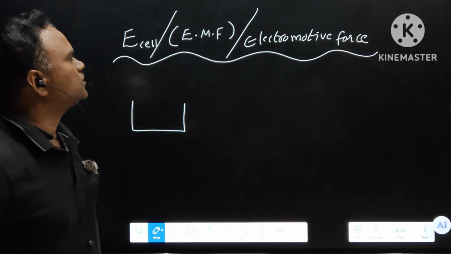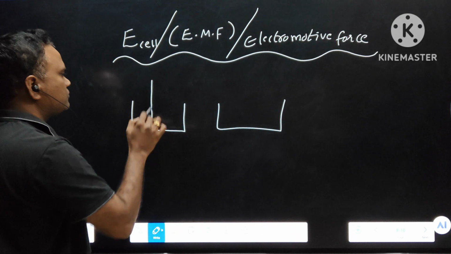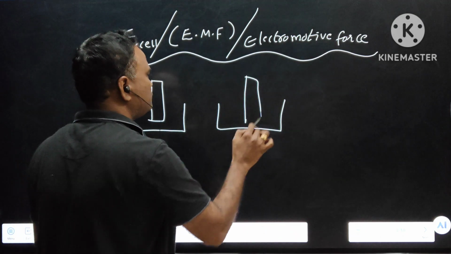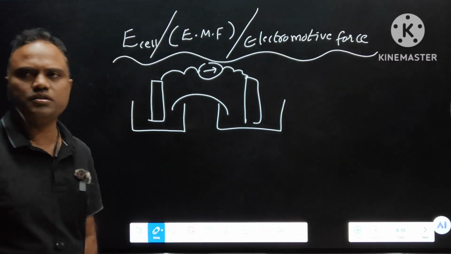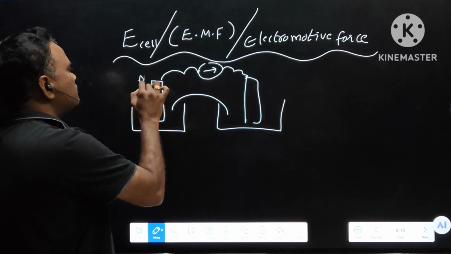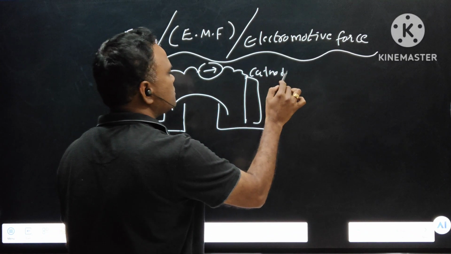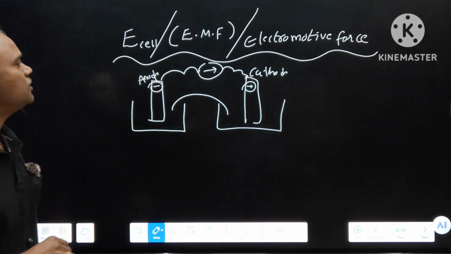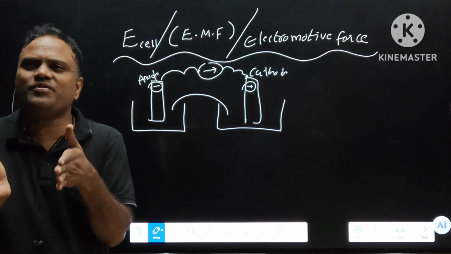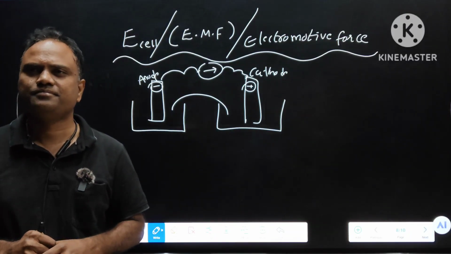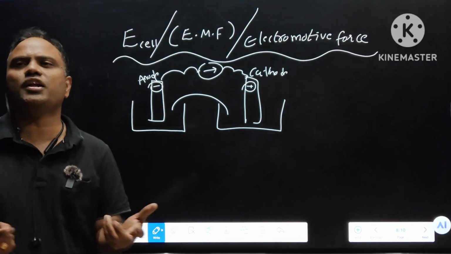See, next: E cell, EMF, electromotive force. All are the same terms. Let us consider an electrochemical cell. This is an electrochemical cell. This is the anode, negatively charged, and the cathode, positively charged. Okay, a simple definition for E cell. Each half cell has some electrode potential. Here, is electrode potential developed or not? The potential difference developed at an electrode is called electrode potential.